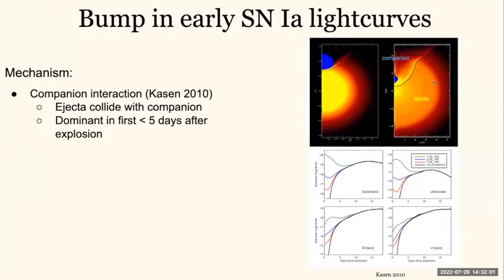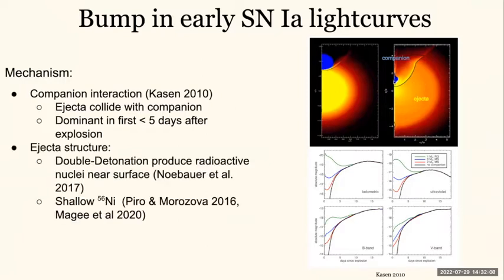And the right plot here shows how it happened. The orange denotes the ejecta, while the blue points denote the companion. You can see the bow shock formed by the collision outlined by the black line here. And you can see the panel below shows the light curve in different bands, and this bump happens only in the first few days.